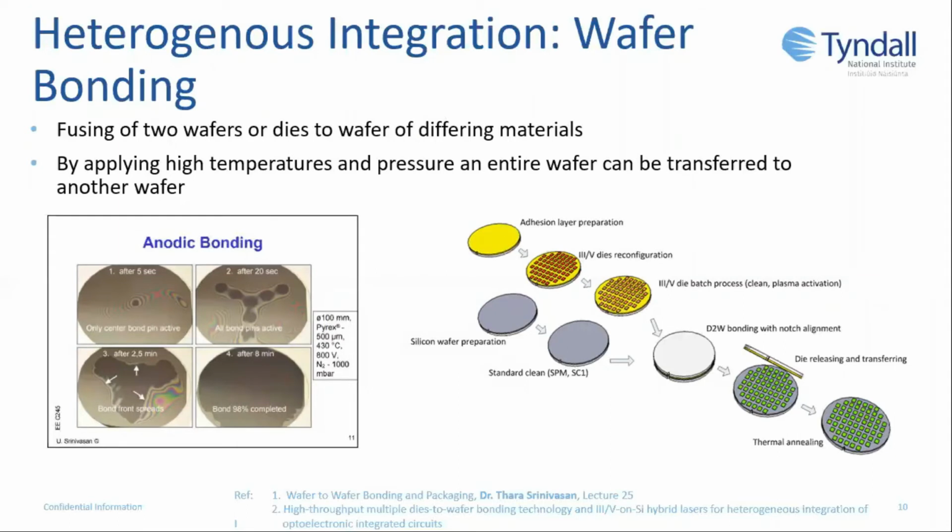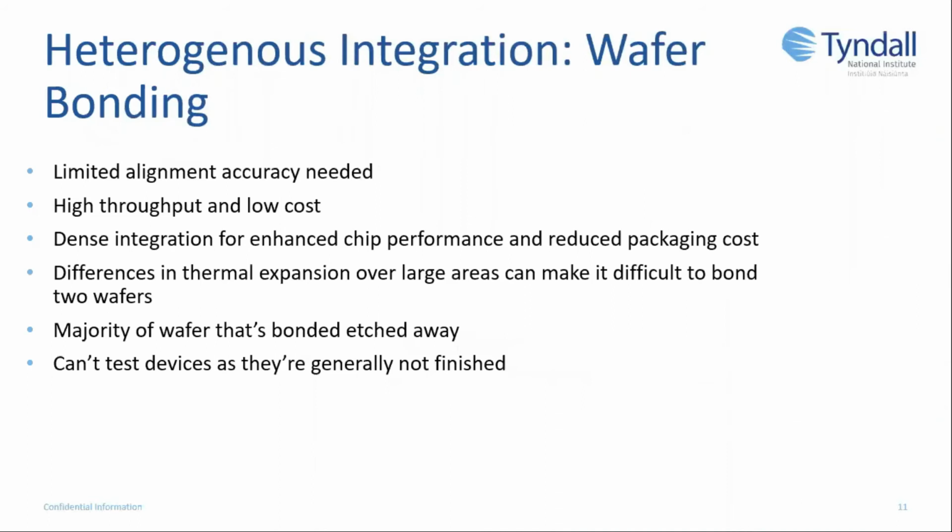There are advantages and disadvantages to wafer bonding. If you remember from your micro transfer printing lecture, alignment is a very key thing in transfer printing. You don't want to misalign your devices to waveguides that you're coupling to. So there's tolerances there. But with wafer bonding, you don't need to be nearly as accurate with the alignment.